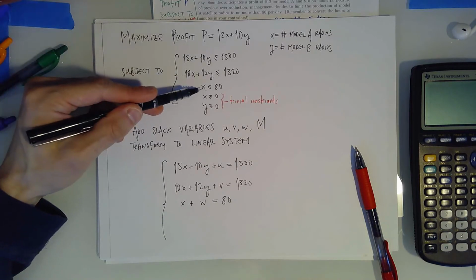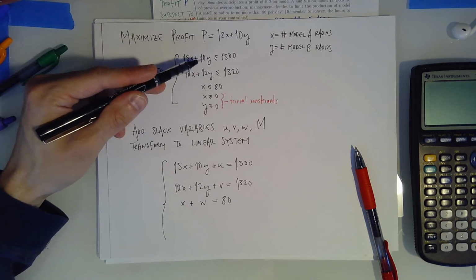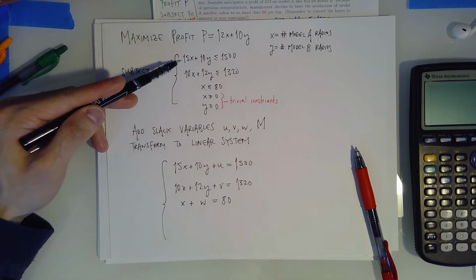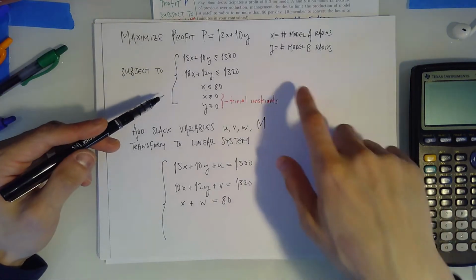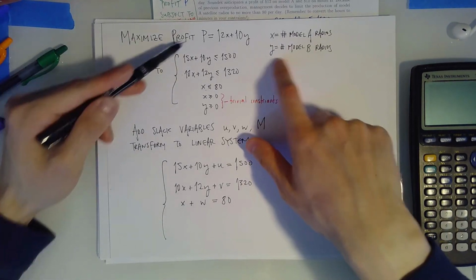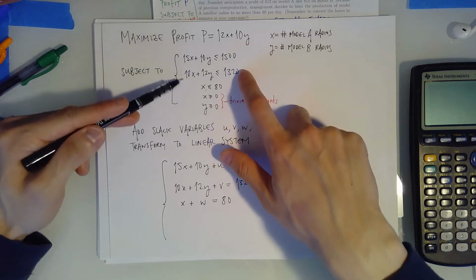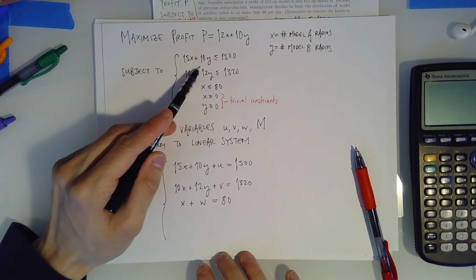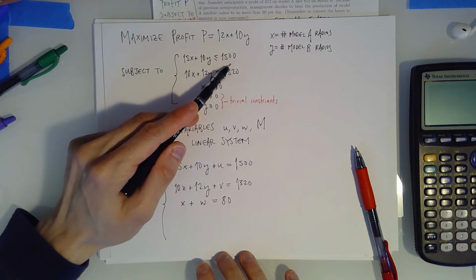The idea is that these constraints here are all inequalities. So if there's a solution to this problem, if you can figure out an x and a y that gives you the biggest profit subject to these constraints, they aren't necessarily met with equality.